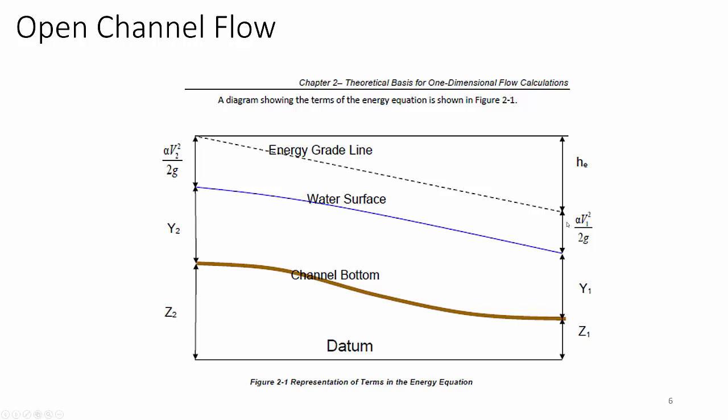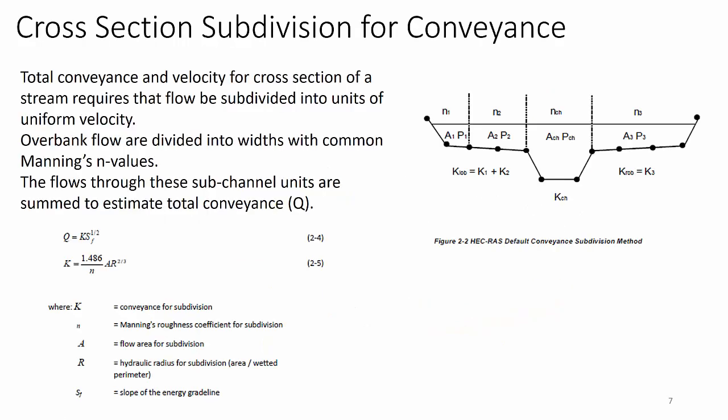And then you have the energy gradient, which is alpha V squared 1 over 2g on the downstream. Upstream, it's potential energy, alpha V squared 2 over 2g. And of course the headspace. So this is the representation of the energy equation for flow in a channel.